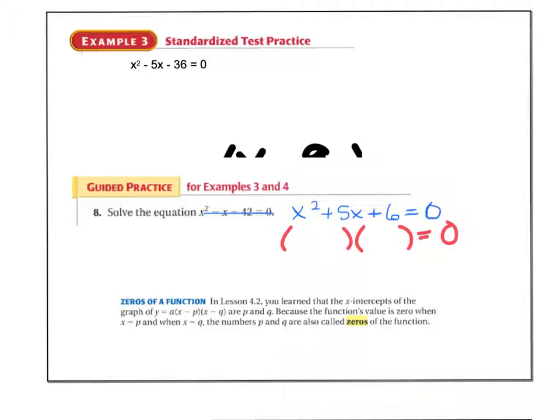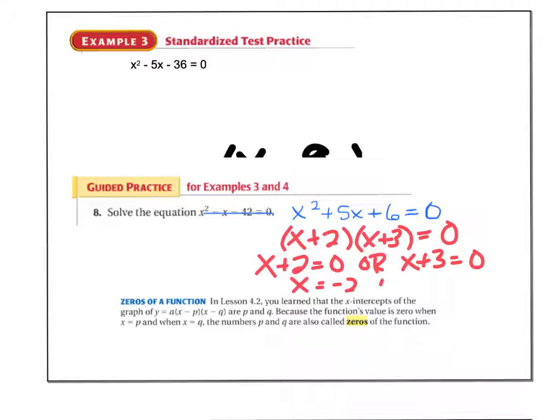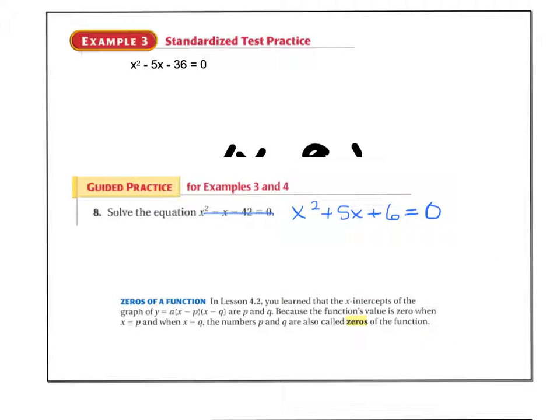Well, remember, we write down our parentheses and get ready to fill in our binomials. What two factors of 6 when multiplied give me 6, but when added give me 5? And you should have come up with 2 and 3. And then you write this line out very formally. Do not skip any of these steps because you are building things that we're going to use in the future. So don't get lazy and skip steps. So x had to be a negative 3 or a negative 2.